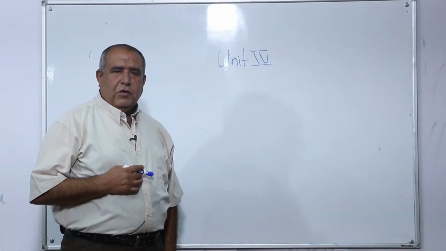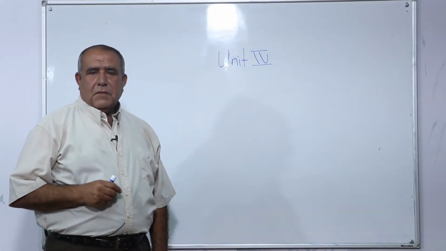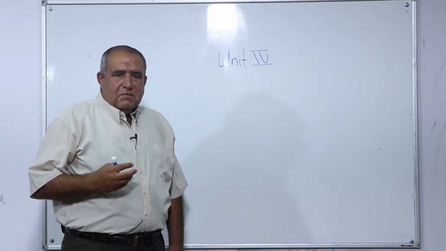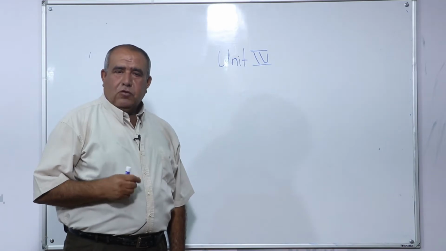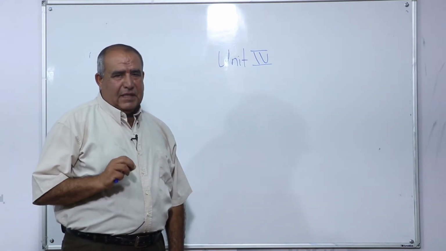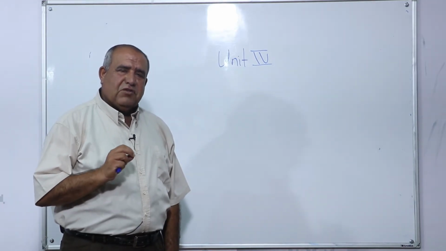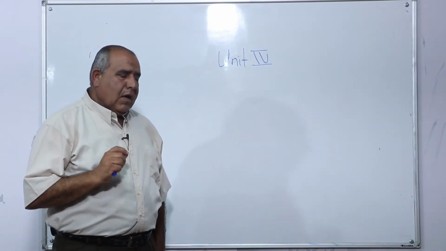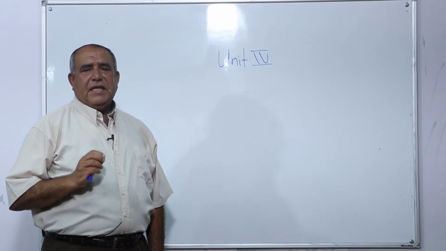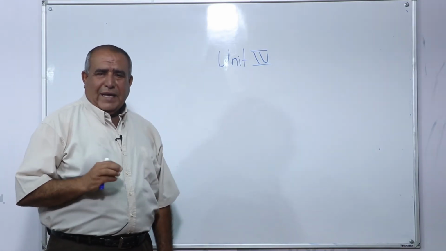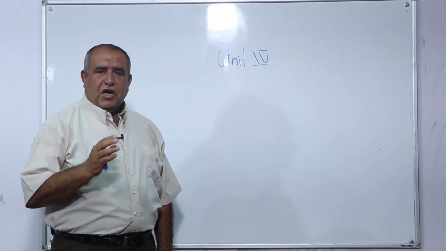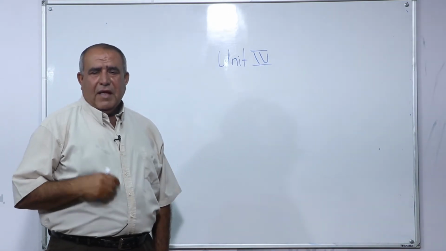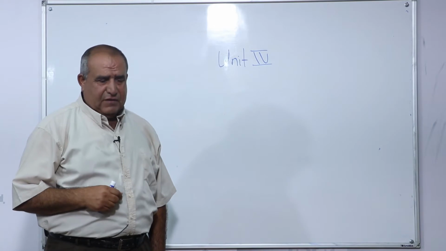We are going to begin with unit number 4. This unit gives much information about a lot of things, but in this class I am going to concentrate on two things. Number one, I will discuss and explain have to and have got to, which are part of the modal verbs, their meaning, their form, and their uses, and how they are different.